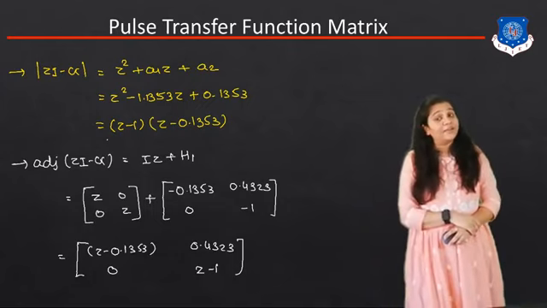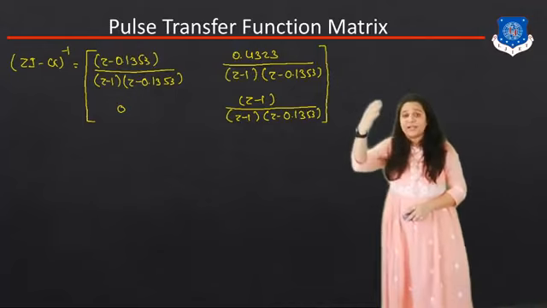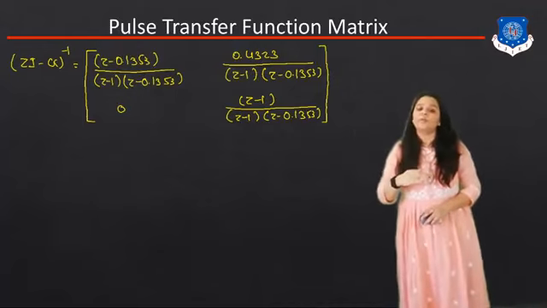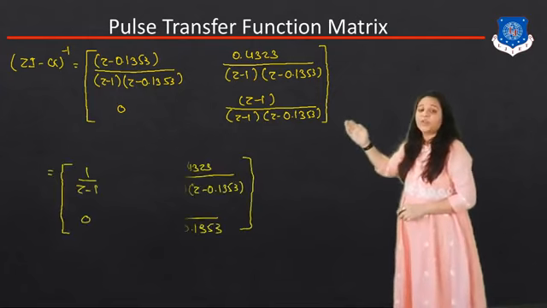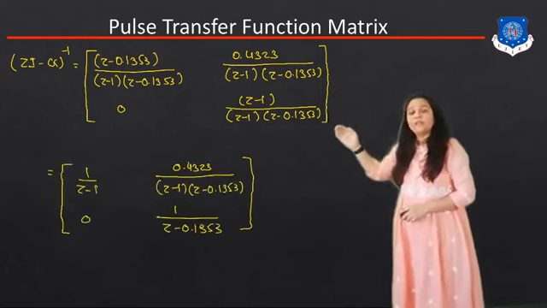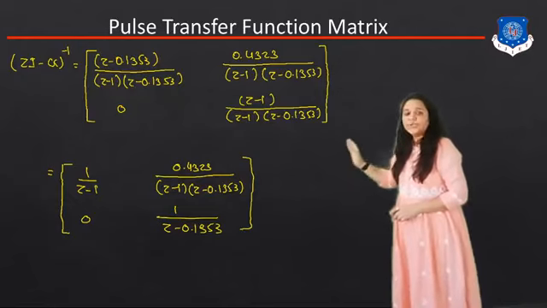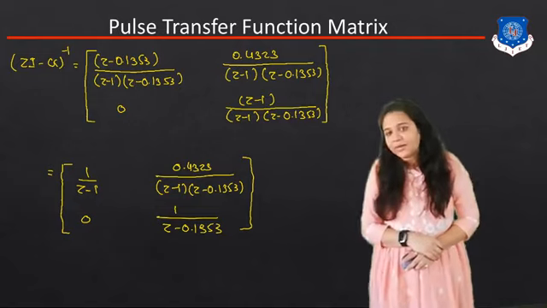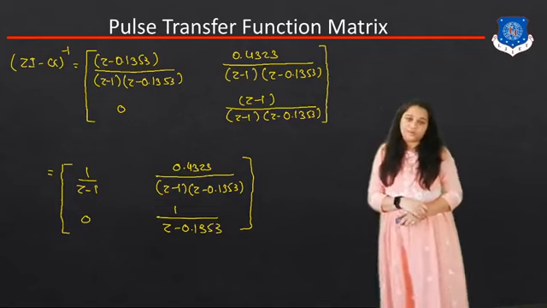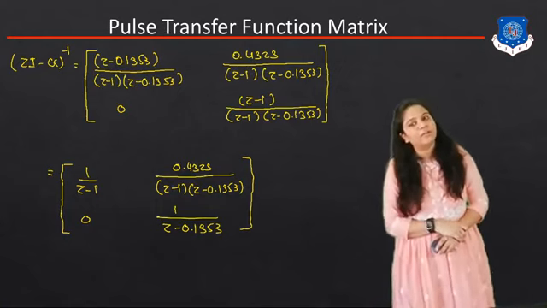Next is to find the value of ZI minus A inverse. It is nothing but the adjoint of ZI minus A upon the determinant of ZI minus A. So we can write the matrix in this manner. Now we have to simplify this matrix, so some terms are cancelled out and we can get 1 upon z minus 1, 0.4323 upon z minus 1, z minus 0.1353, 0, and 1 upon z minus 0.1353.